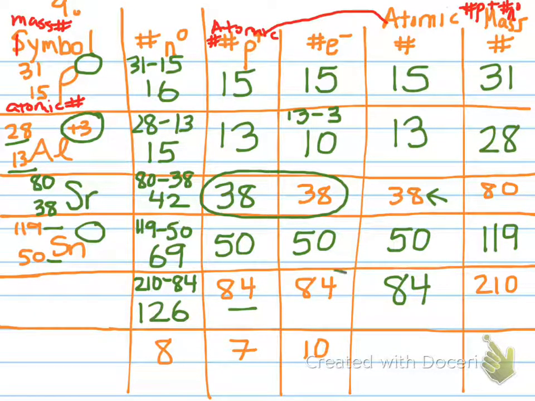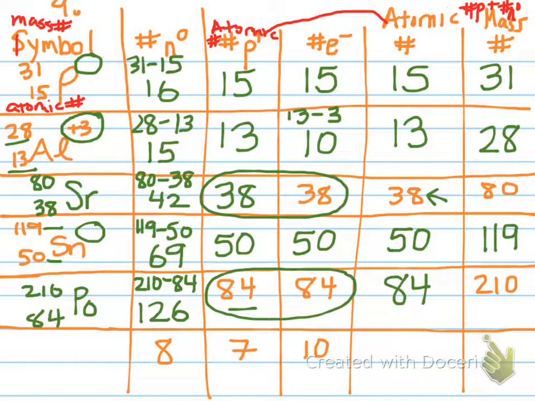Notice here again, my protons and electrons are equal, so this is not going to have a charge. So I look up element number 84 on my periodic table, and it's polonium. No charge, so I don't have to put a charge. So my mass number is 210, and my atomic number is 84.